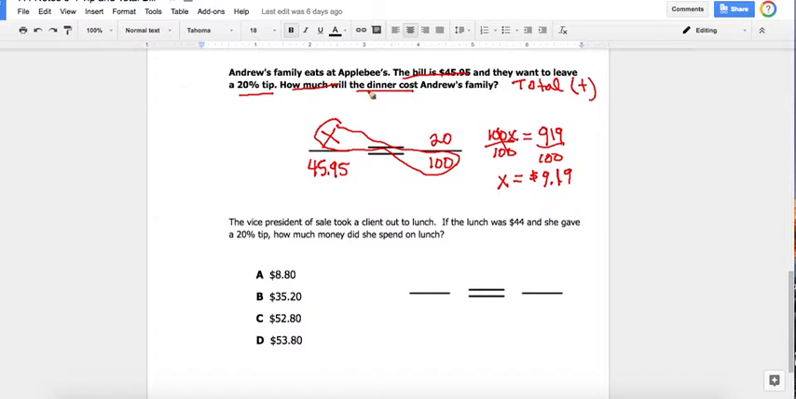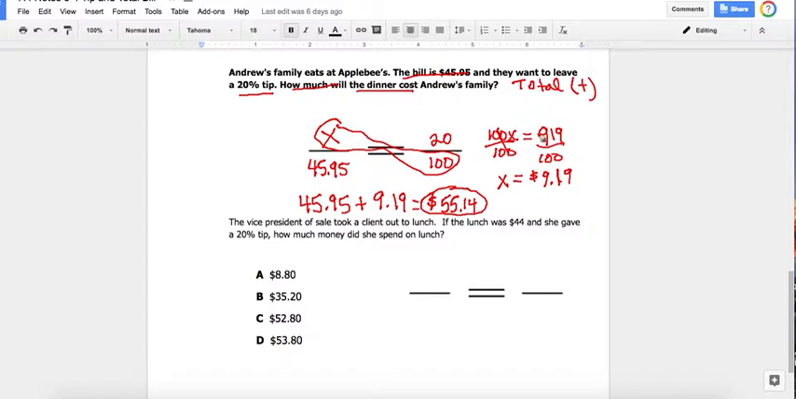Now, in the previous two problems we did, this was my answer. The difference here is how much will the dinner cost? So now I have to take $45.95, which was my bill, and add the tip to it. So here's what we write down for our work. $45.95 plus $9.19. And when I add that together, I get $55.14. So this is my final answer. If you just put $9.19, you haven't answered the question. All you told me is the tip.